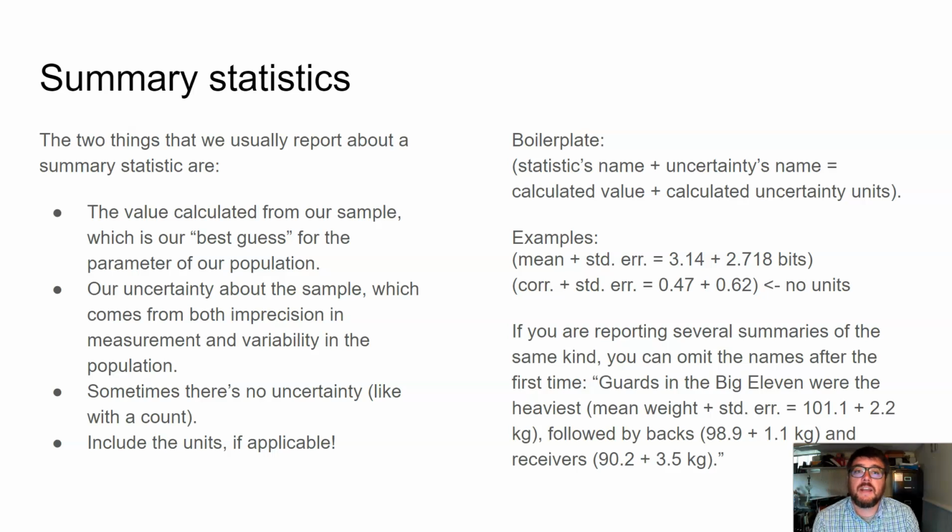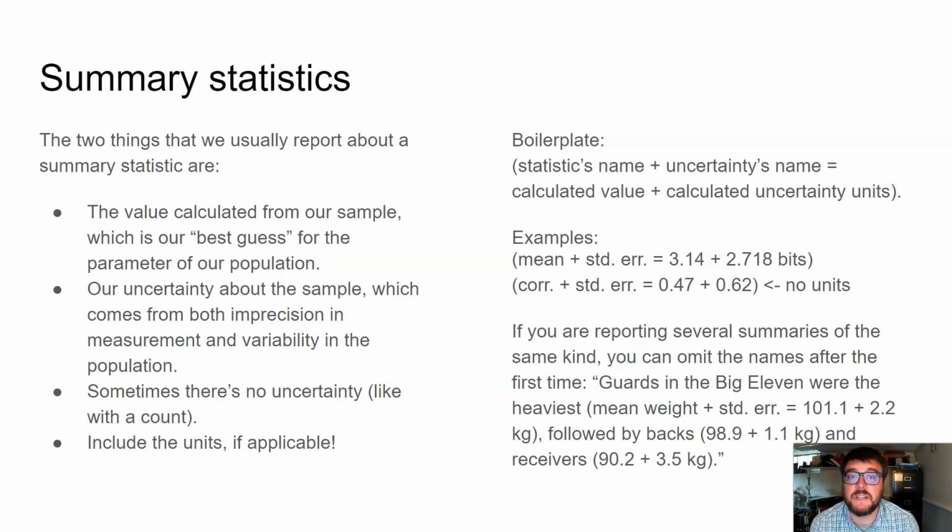So the first kind of boilerplate we're going to encounter in this class is summary statistics. So oftentimes we'll have a paragraph or two in our report that says what the summaries are for different groups and what those statistics values are. And usually we have an exact value that we've calculated from our sample. And then there's also some kind of measurement of the uncertainty of that variable that comes from our measurement as well. So if it's a count, we don't have uncertainty necessarily.